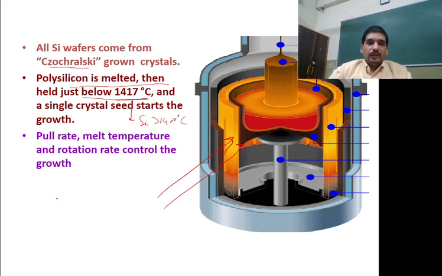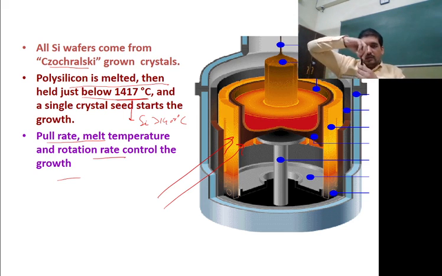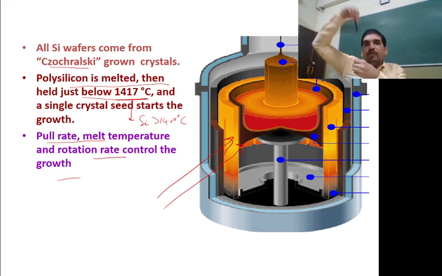Okay, and you should keep in mind that pull rate, melt temperature, and rotation rate control the growth of the process. Basically, it means how you are pulling. If you are pulling too fast, what will happen? It will not be able to form proper crystalline structure. If you are moving it too slowly, what will happen? Some material may remain inside the furnace and will not be pulled out.